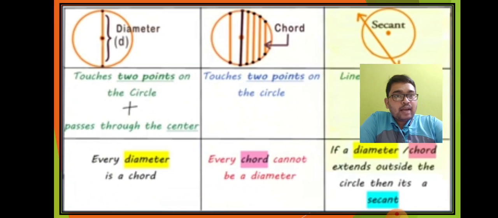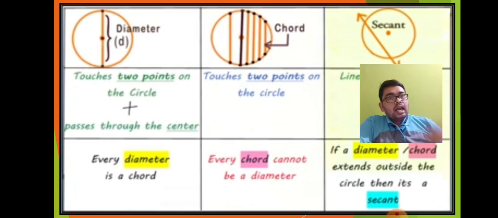The difference between chord and diameter is that the diameter passes through the center. This is important, you can understand. The diameter touches two points on the circle plus passes through the center. So it means every diameter is a chord. You can consider that all the diameters are chords, but all the chords are not diameters.